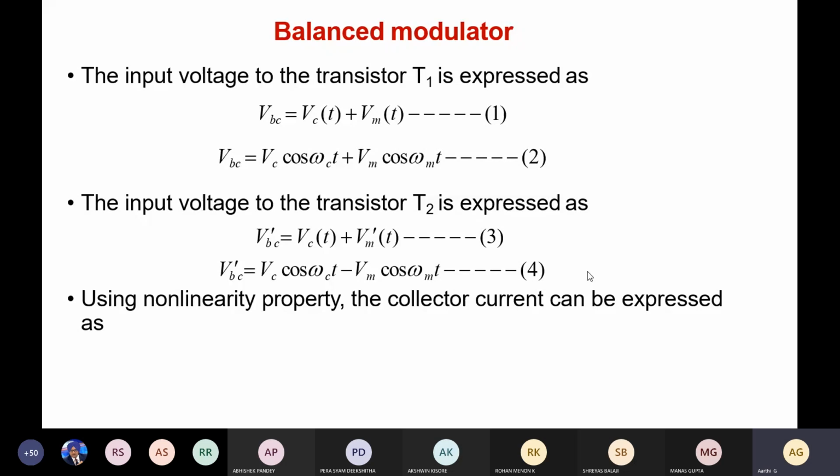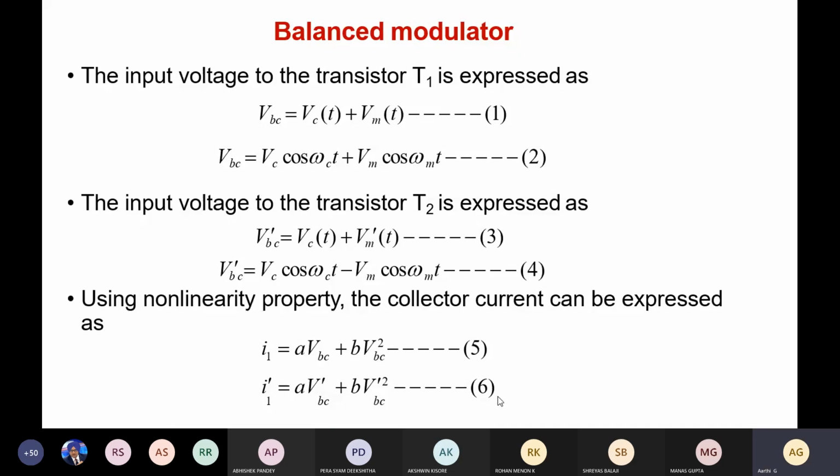Now these two transistors are working in nonlinear operation. Using the nonlinearity property, the output or the collector current can be expressed as follows. I1 is the output of the first transistor T1, which is expressed as A into the input voltage plus B into the input voltage squared. Similarly, for the second transistor T2, I1 dash is the output collector current, which is A into the input voltage plus B into the square of the input voltage. Now in equations 5 and 6, we are going to substitute 2 and 4.